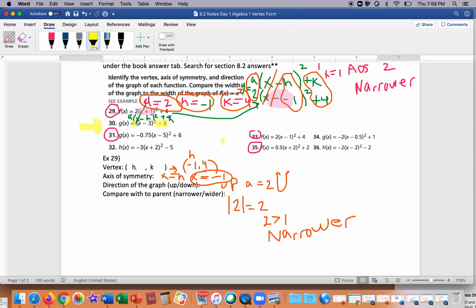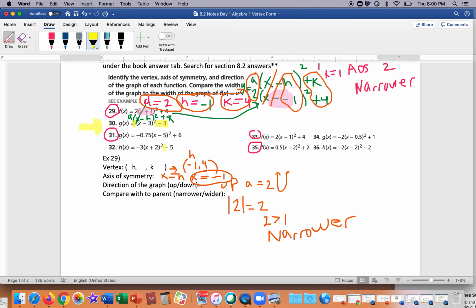The only thing that changes in terms of writing vertex, axis of symmetry, all that kind of stuff, is your vertex, what's inside parentheses changes. So again, for 30, it would be 3, comma, negative 3. Your a and your k values are just the number in front and number behind. Those don't change. Okay? So give the problems a try. The evens, 30, 32, 34, 36. Remember, the number in front is always a. The number behind is always k.